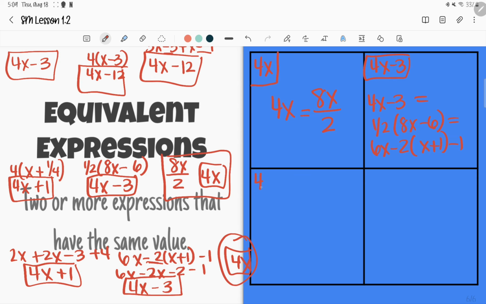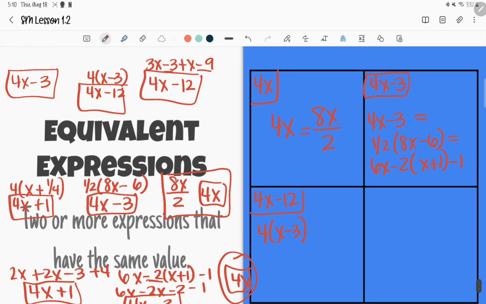And the last one, or no, sorry, not the last one, there's 2 more. 4x minus 12. So you've got the second one that started out as 4x minus 3. And then the second one, which I can't see, which started out as 3x minus 3 plus x minus 9. Those are equivalent expressions because they equal the same thing once they're simplified.